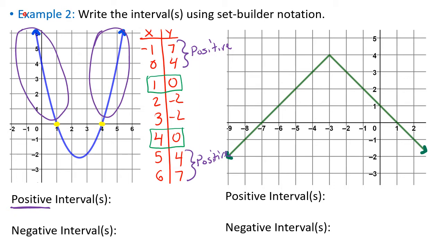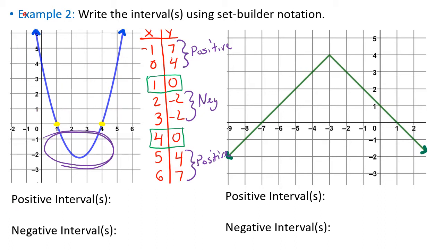The part of the table that has negative numbers is right here, which is referring to this bottom hump down here of our graph. So if I'm going to try to describe the positive interval, or intervals in this case, it's going to look something like this.